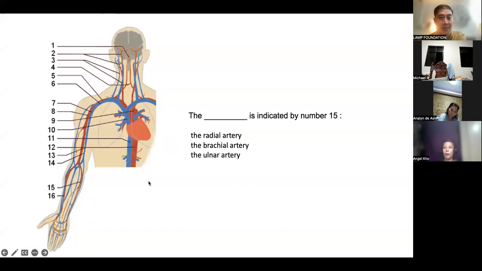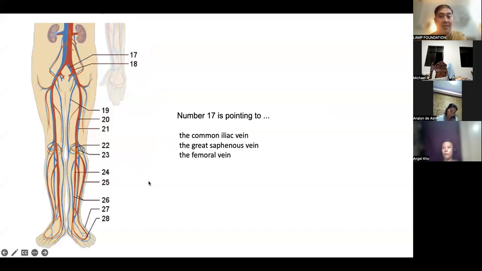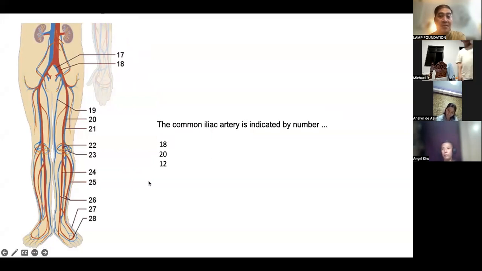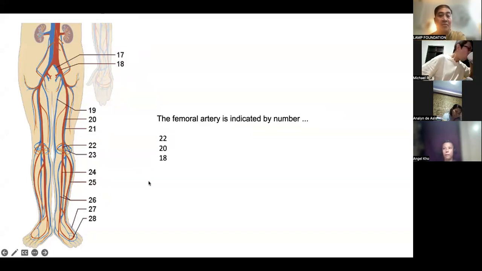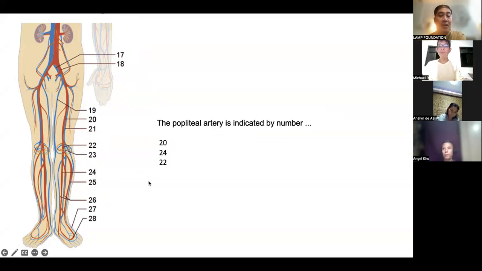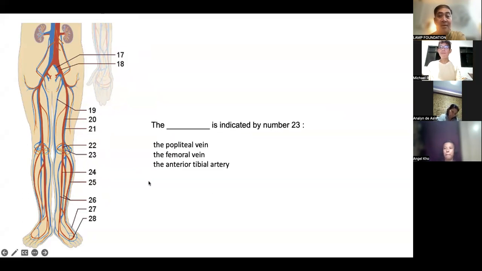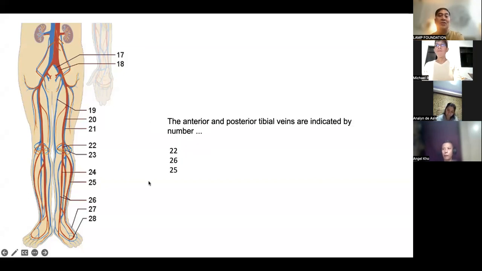The anterior tibial artery is indicated by number? Number 24. The blank is indicated by number 15. The ulnar artery. Number 17 is pointing to? The common iliac vein. The common iliac artery is indicated by number? Number 18. The femoral artery is indicated by number? Number 20. The popliteal artery is indicated by number? Number 22. The blank is indicated by number 23. The popliteal vein.